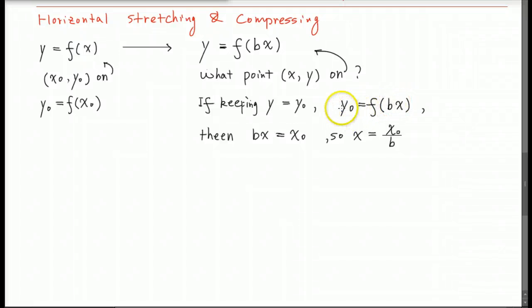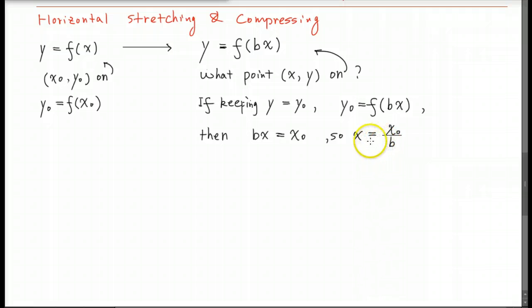Since you produce y0 from this function, the bx here has to be x0, so that you put x0 into the function and produce y0, just like here. You cannot change the fact that the original machine, the function, cannot be changed. So if bx equals x0, you can isolate the x. The x has to be equal to x0 divided by b.